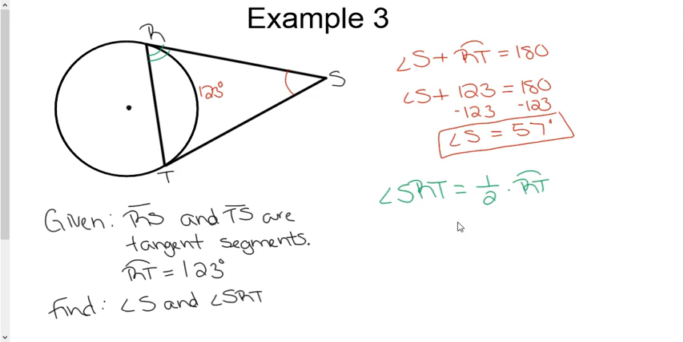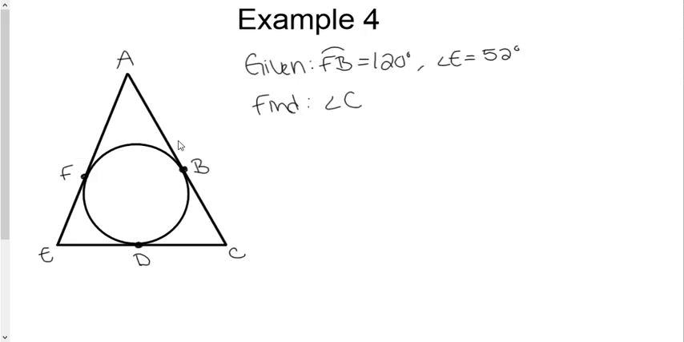So that means that this is going to be half of 123, sorry. So I'm going to multiply these, and I'm going to get that this angle is equal to 61.5 degrees. So that is my other angle. So remember that a chord tangent angle is half the measure of its intercepted arc. So let's move on to our next example.